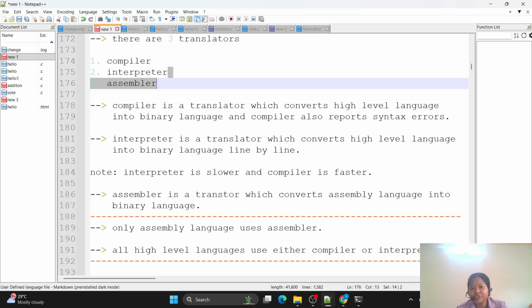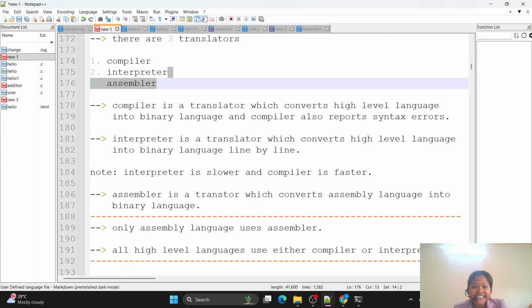A compiler is a translator which converts high level language into binary language, and a compiler also reports syntax errors. What does it mean? The first task of the compiler is translating from one language to another language, like high level language into binary language. And the second task of the compiler is that it reports syntax errors. Suppose we are writing a program and some syntax errors are there, or we are not following the appropriate syntax or rules, then it will report the error.